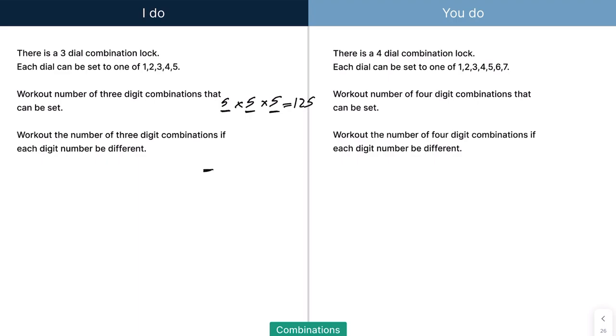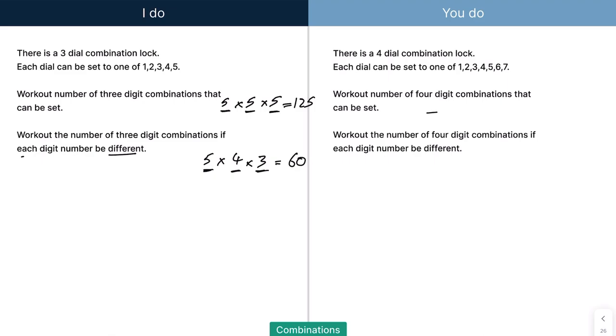Now for the second part of this question, it's saying work out 3-digit combinations if each number is different. So what we're saying is the first time round we have 5, the second time round we have 4, and the third time round we have 3, because we can't repeat the same number. So this then becomes 5 times 4, which is 20, and times that by 3, which is 60.